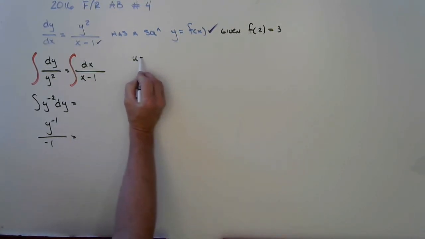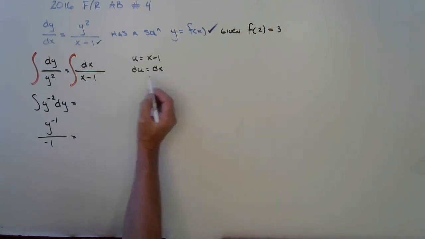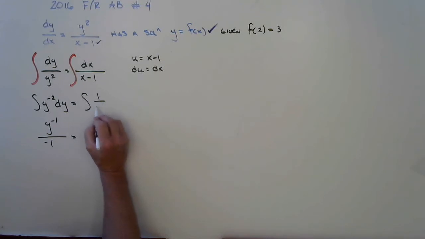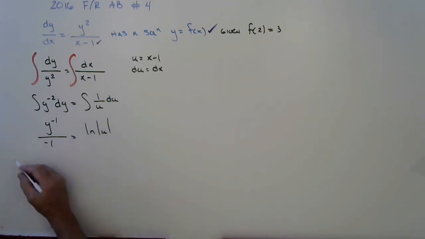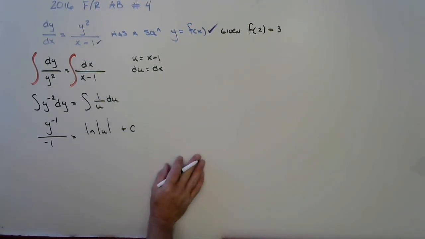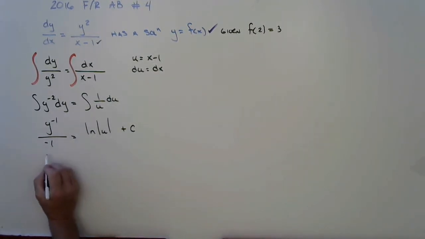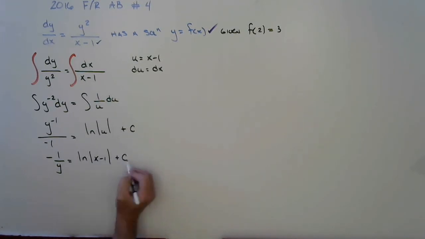This is a u sub. u equals x minus 1. du equals dx. And this becomes the integral of 1 over u du. And we know that is the natural log of the absolute value of u. Now, I haven't written down the constant anywhere, so I'll put it right here, plus c. Okay, so our solution here, we'll rewrite this y to the negative 1. So this is minus 1 over y equals ln of u, which is x minus 1, plus c.